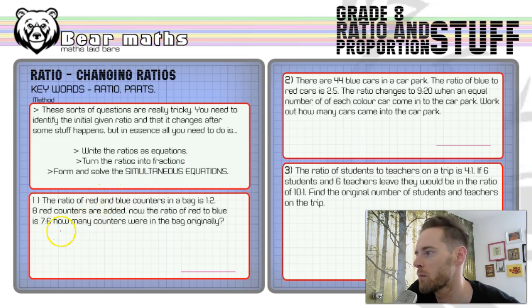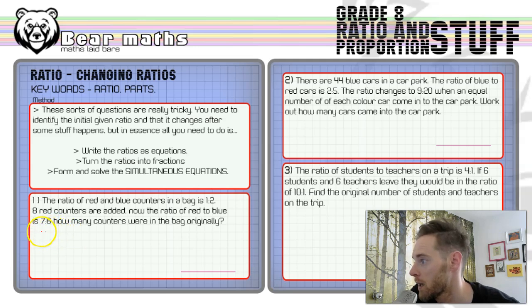The ratio of red to blue counters in a bag is 1 to 2. 8 red counters are added, that's the stuff that's happening. Now the ratio of red to blue is 7 to 6. So the ratio has changed from one thing to another. How many counters were in the bag originally is what we've got to calculate.